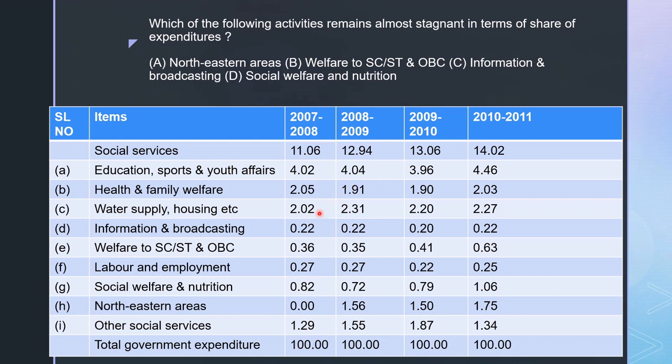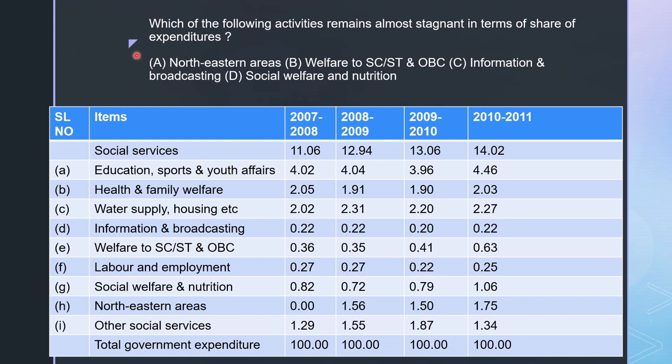Option C, information and broadcasting. The value is 0.22. Next year the value is 0.22. The value remains the same. Third year value is 0.20 and the fourth year value is 0.22. So if we carefully see this graph, we can say that information and broadcasting is almost stagnant in terms of share of expenditure, right? Just by observing and assuming that total government expenditure stands at the same level. So option C is the correct answer of this question.